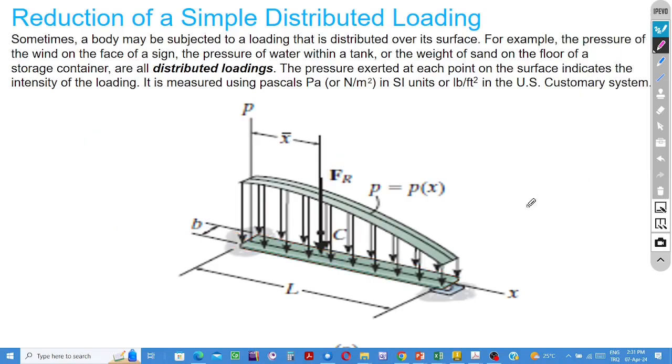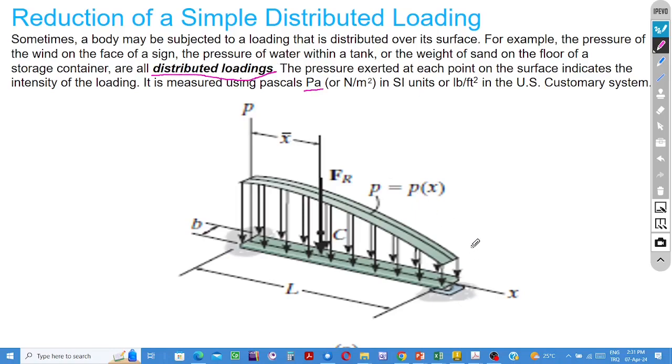Well, as I said already, if the contact area is not negligible, as in this example, where it covers the entire top surface of the beam, then we express the load using the pressure definition. P is more common. The unit is Pascal, and the load is called a distributed load.